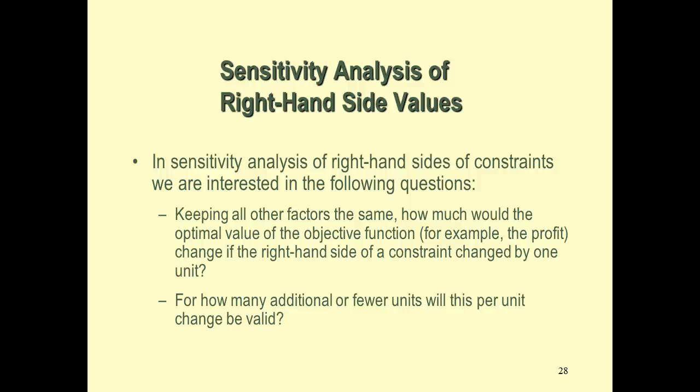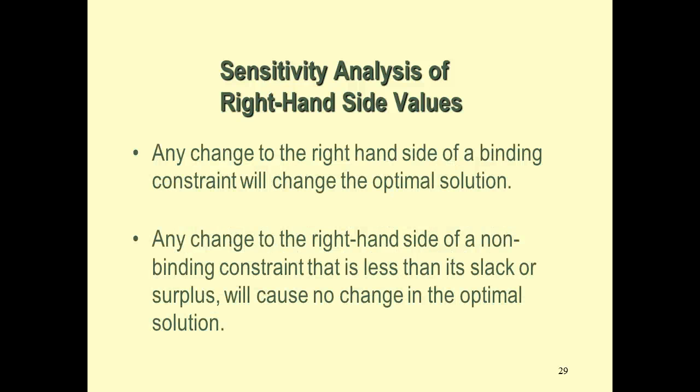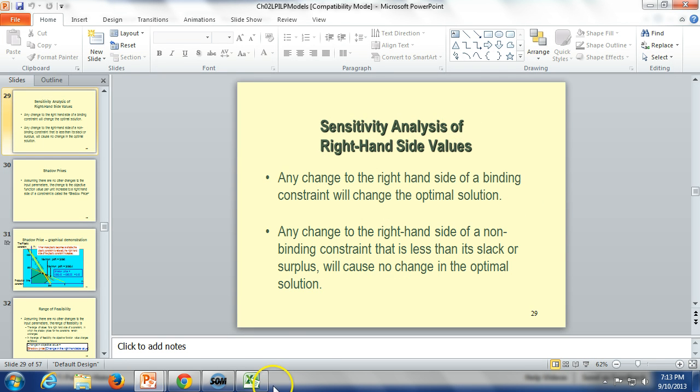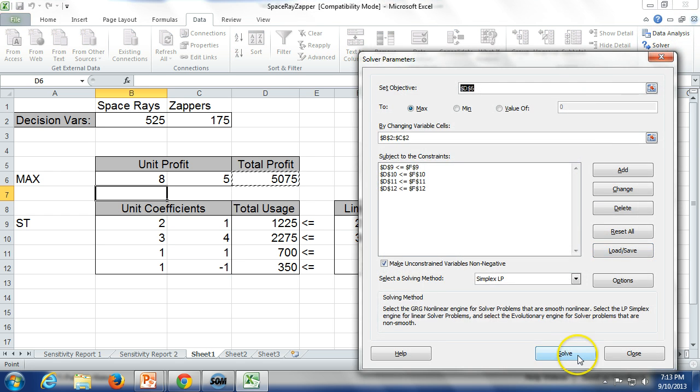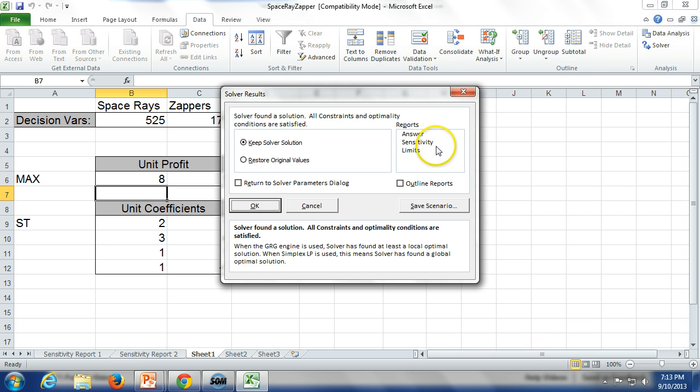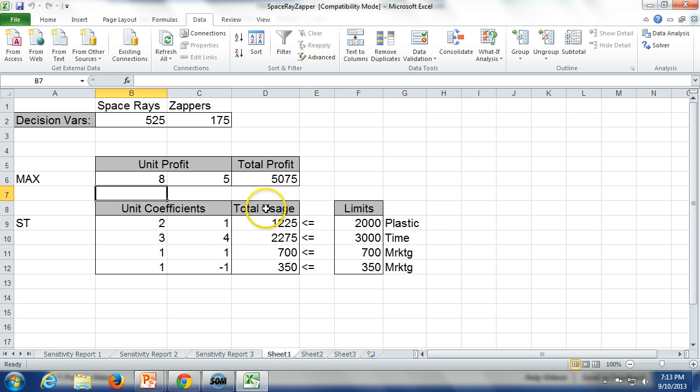In sensitivity analysis of the right-hand side of constraints, we were interested in the following questions. Keeping all other factors the same, how much would the optimal value of the objective function change if the right-hand side of the constraint changed by 1 unit? As well, for how many additional or fewer units will this be valid per unit? All right, let's go back to our space ray and zapper. So I'm going to resolve it just so I have a fresh solution, and I'm going to keep the sensitivity report.